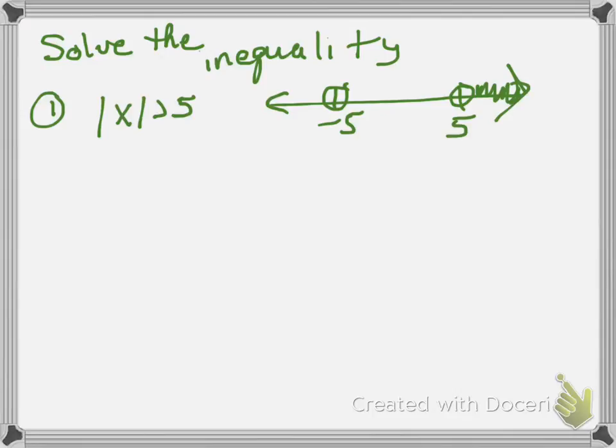All right, so now let's try to the left. So let's try negative 6. The absolute value of negative 6 is 6. That is greater than 5. How about negative 10? The absolute value of negative 10 is 10. That is greater than 5. So I'm going to shade here, okay?